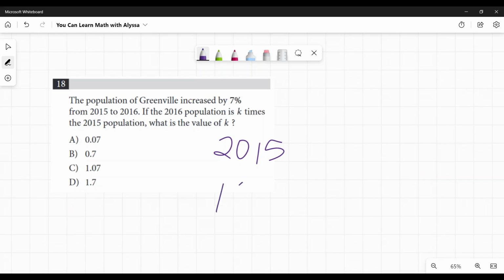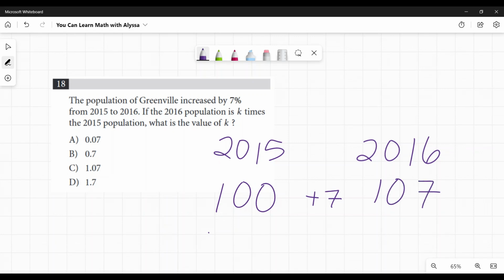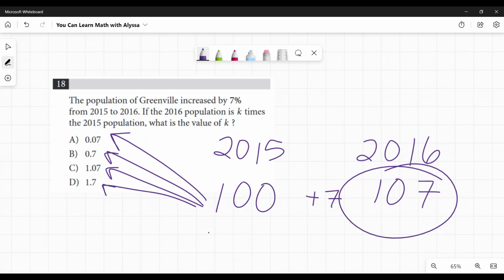So in 2015, let's say there were 100 people and it increased by 7%. So 7% more. What's 7% of 100? 100 times 7% is 7. So 7 more people came in. Now there are 107 people in 2016. If I multiply 100 by each of these four things, which one gets me to 107? C, 1.07. So that's another way to look at it, especially under the pressure of a test. Sometimes the real numbers can help jog your memory.